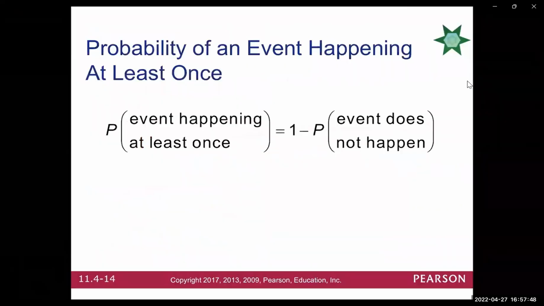All right, let's look at the next problem. Oh, and there it is, the same thing I just went over. The probability of an event happening at least 1, that's the key phrase, is always going to be equal to 1 minus the probability that the event does not happen. So that's what we did.